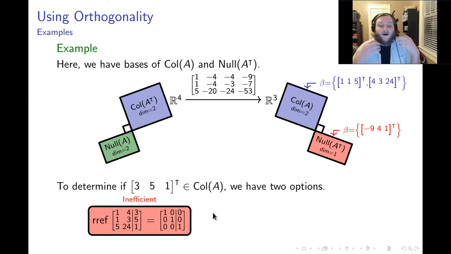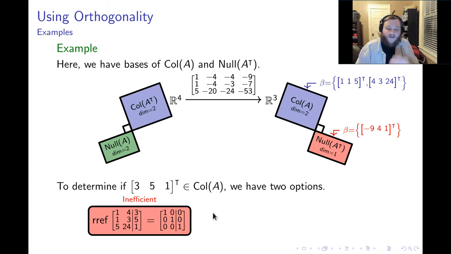Now, why am I calling this method inefficient? I'm calling this method inefficient because it involves row reductions, and I want to try to avoid row reductions whenever possible. So this is the Hegelian principle, I guess. If I'm going to call something inefficient, I should probably tell you something that I consider to be efficient.